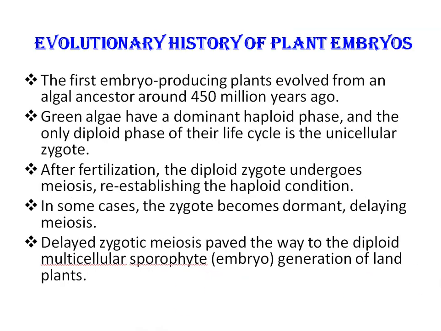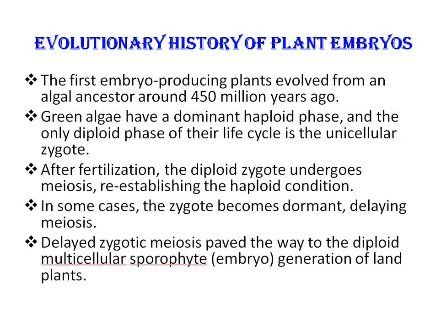Next is the evolutionary history of plant embryos. Embryogenesis is a much older process, predating the invention of seeds and plants. The first embryo-producing plants evolved from an algal ancestor around 450 million years ago. Green algae have a dominant haploid phase, and the only diploid phase of their life cycle is the unicellular zygote.